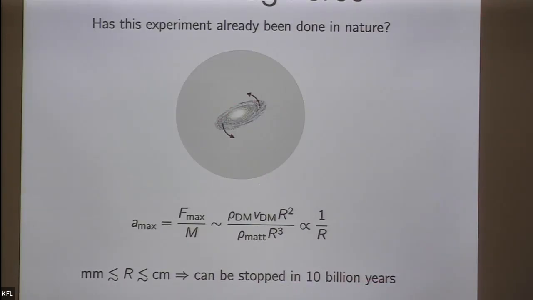People have asked me about Saturn's rings, people have asked me about asteroids. I think that's all hopeless. There's just nothing that we can say we know has been orbiting just under the influence of gravity and dark matter for long enough that we can get any kind of constraint.